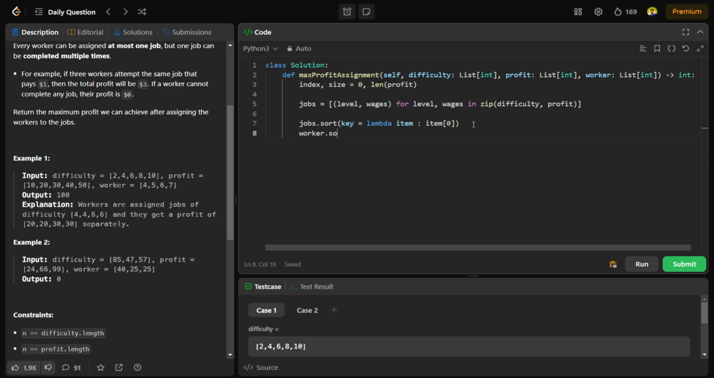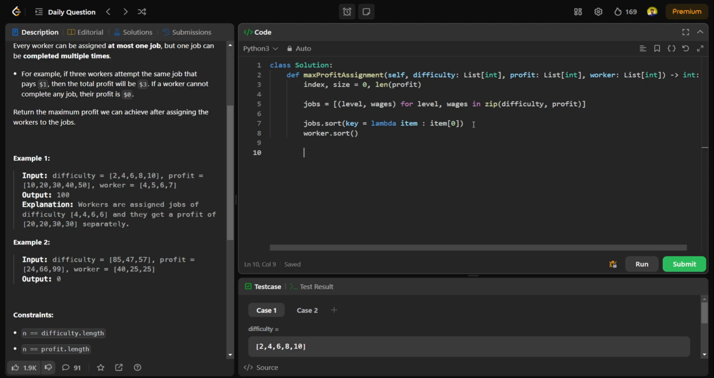This is the worker array, which will again be sorted in increasing order. Now I will be iterating over my worker array. So I'll say, okay, for person level, or let's say worker level, in the worker array. I am picking one worker each time with their level from that array.